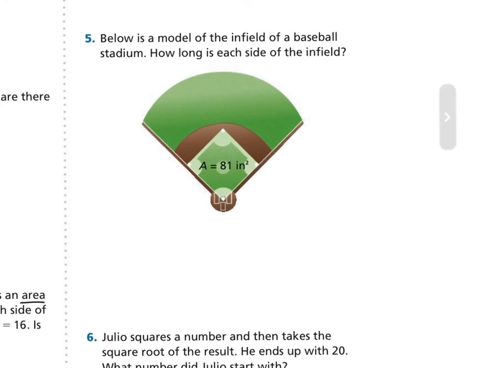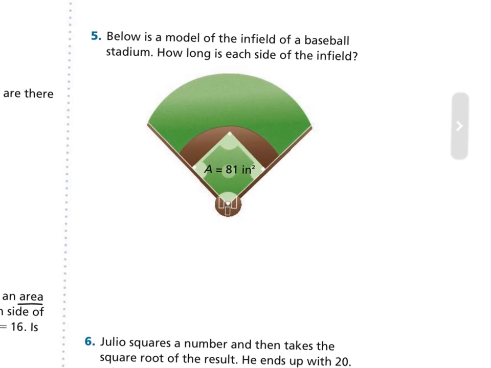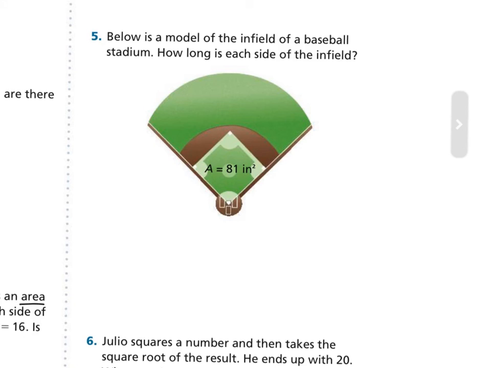If we look at number 5, below is a model of the infield of a baseball stadium. How long is each side of the infield? So for this one, we could do the square root of 81, which is 9. So each side would be 9 inches.